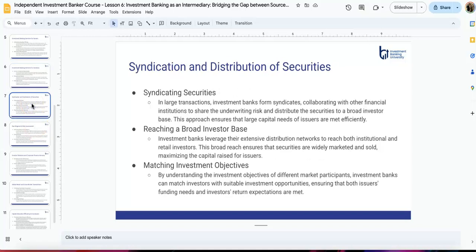In terms of syndication and distribution of securities, we're talking about syndicating securities, reaching a broad base of investors, and matching investment objectives. In large transactions, investment banks form syndicates, collaborating with other financial institutions to share the underwriting risk and distribute the securities to a broad investor base. This approach ensures that the large capital needs of issuers are met efficiently. In terms of reaching a broad investor base, they have extensive distribution networks to reach both institutional and retail investors. This broad reach ensures that securities are widely marketed and sold, maximizing the capital raised for the issuers.